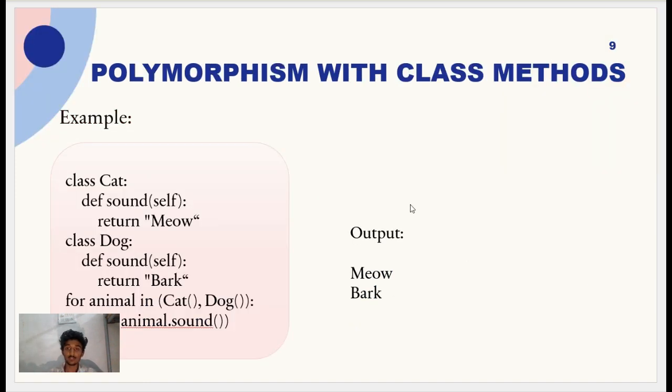Then polymorphism with class methods. This is the example code for polymorphism with class methods. Here we have a class named Cat and a class named Dog. The cat has a return value meow and the dog has a return value bark. For animal in cat, dog, print the animal sound. We want to print the sounds of both animals, so we use animal.sound. We know that the dot operator is used for accessing class objects or class methods. So the output we get is meow and bark.